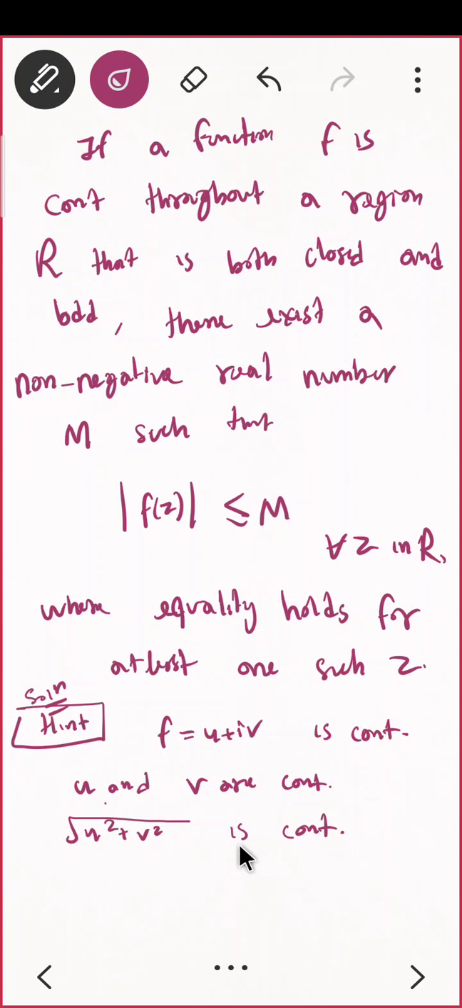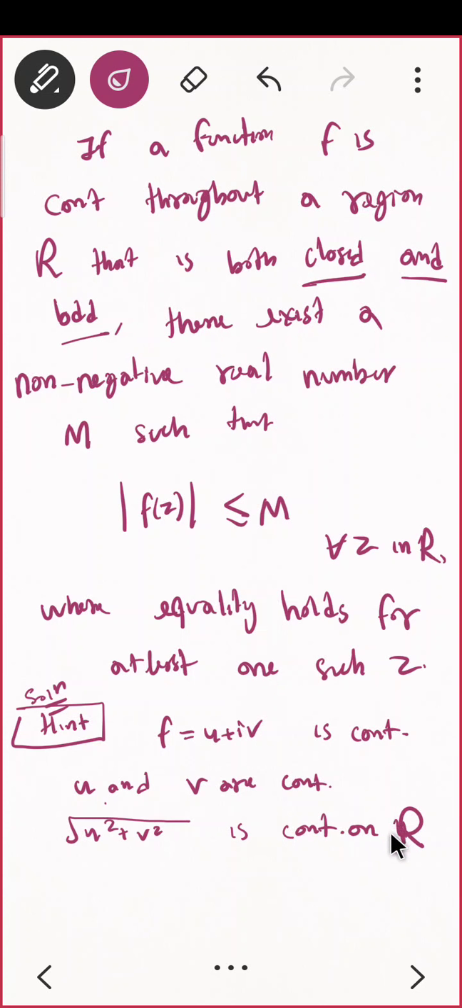Now if my function, that is square root of u square plus v square, is continuous, which is a real valued function in a closed and bounded interval, do you remember a theorem? What is that called? If your function is continuous and closed and bounded, then it attains its bound. That means it will have a maximum and it will have a minimum. Continuous on R, where R is your closed and bounded region.